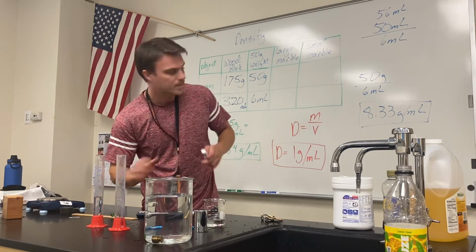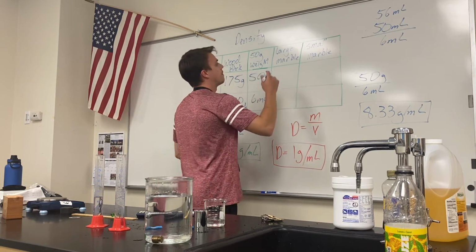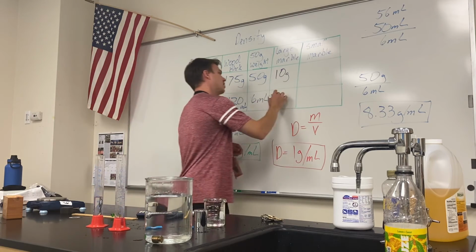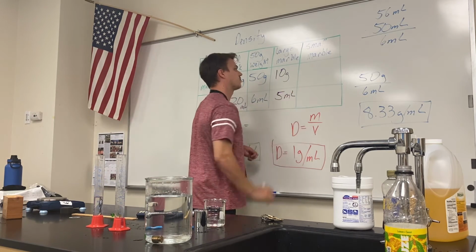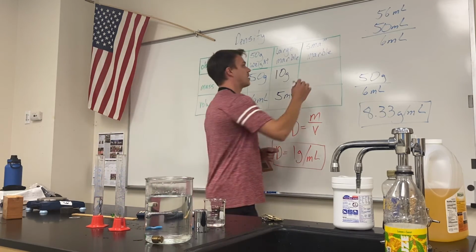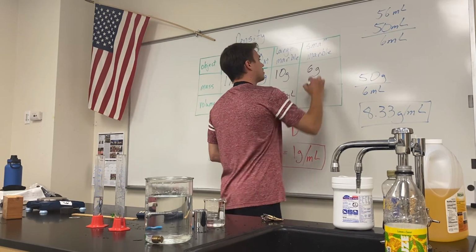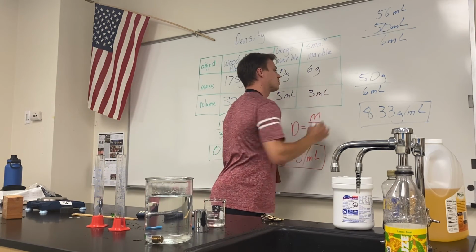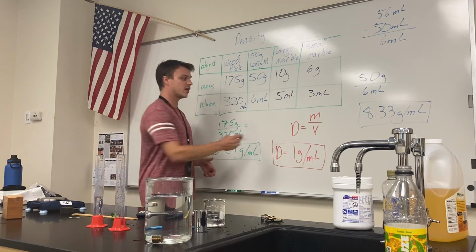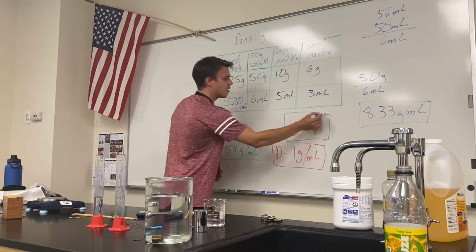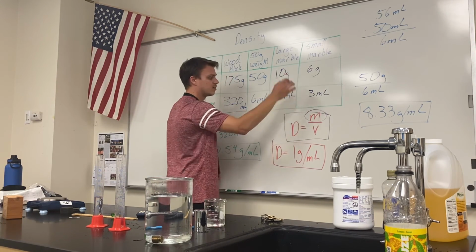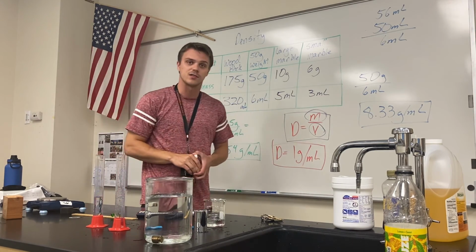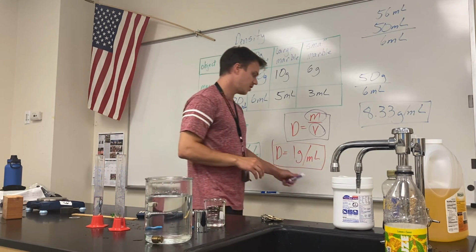All right? So the large marble's mass is 10 grams, and its volume is 5 milliliters. The small marble's mass is 6 grams, and its volume is 3 milliliters. So what I need you to do is use the density formula, which is mass divided by volume, in order to calculate the density. All right? Hopefully that makes sense.